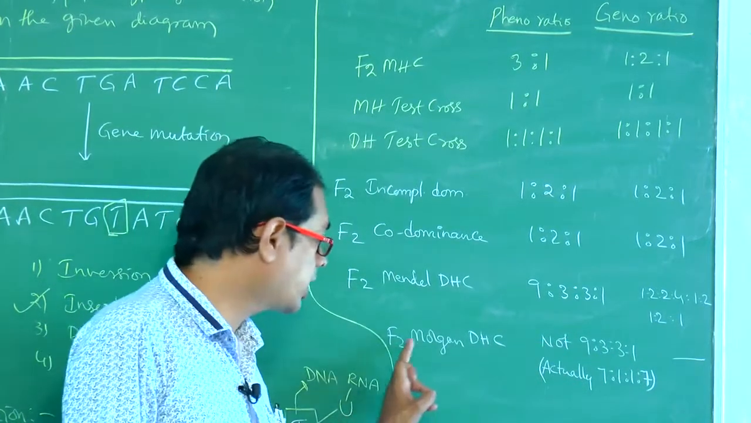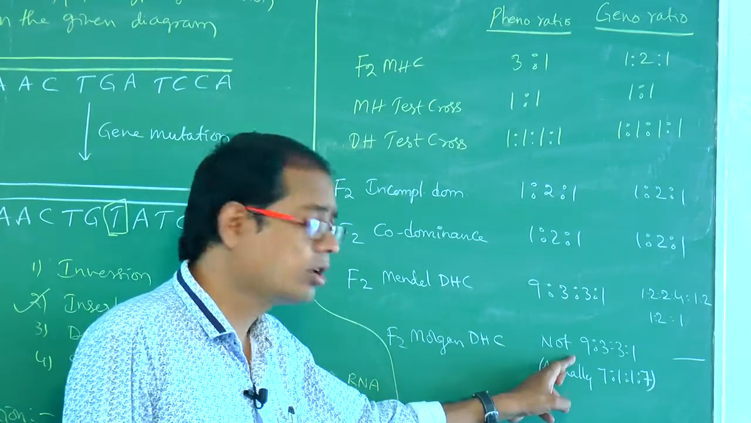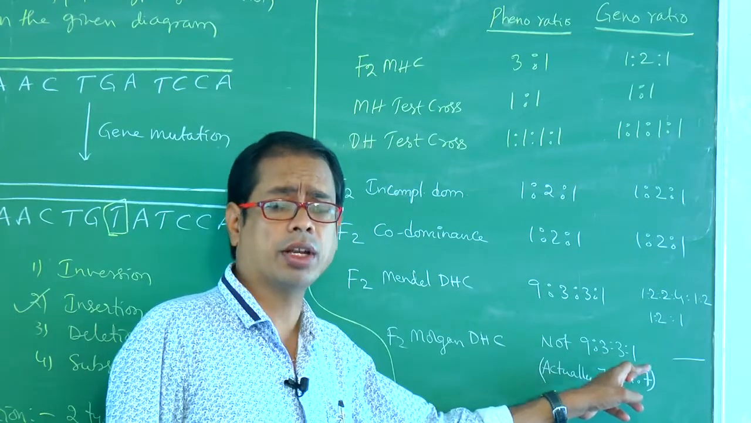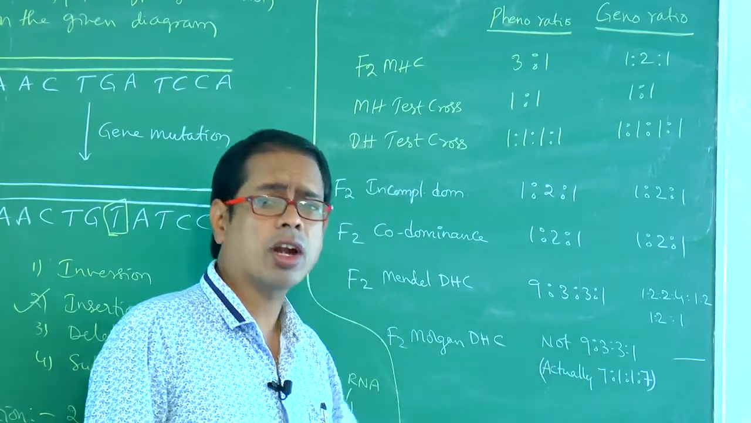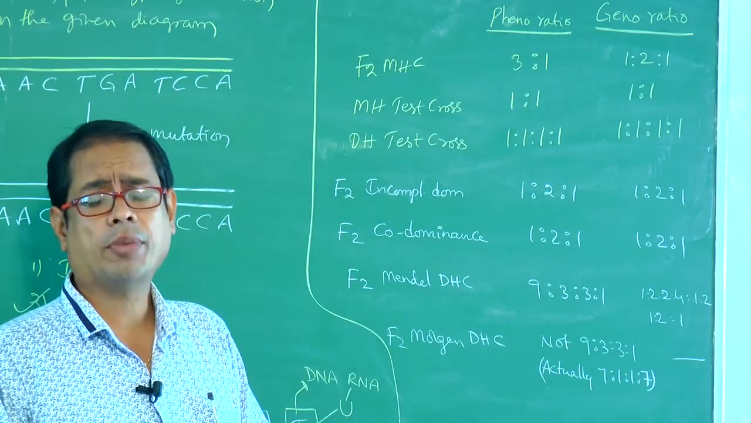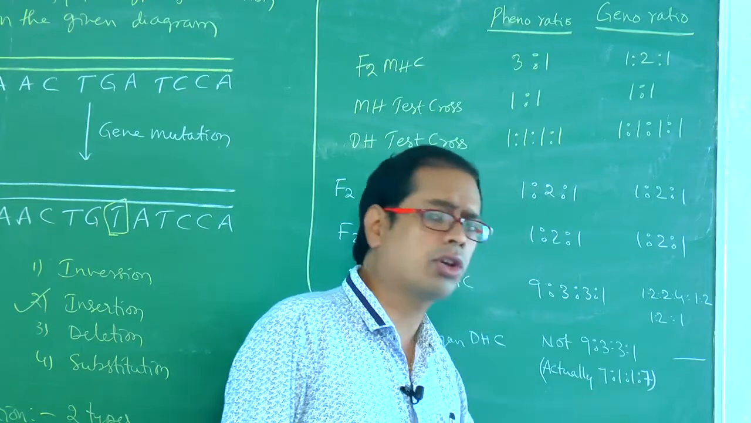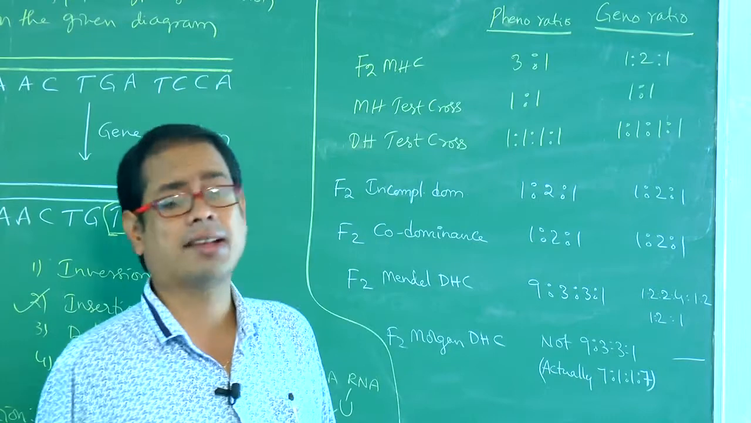Morgan also conducted dihybrid cross. Will he get 9:3:3:1 ratio? No, he does not obtain 9:3:3:1. He deviated from this ratio. What ratio did he actually obtain? Actually 7:1:1:7 ratio is obtained. Genotypic ratio is not required at this level.